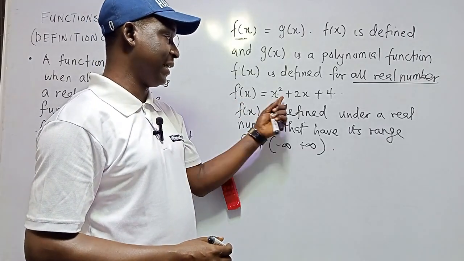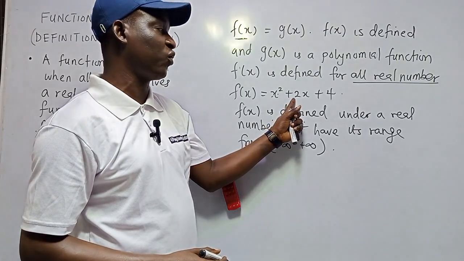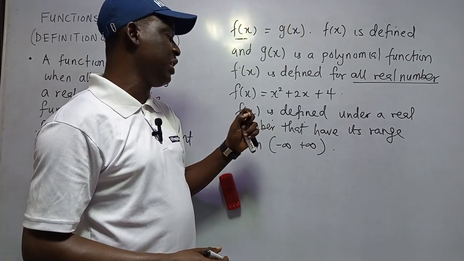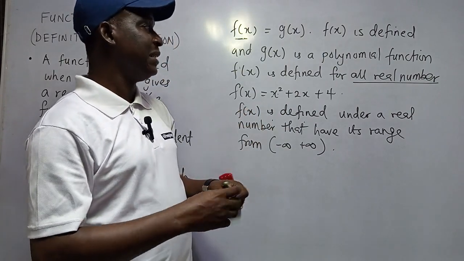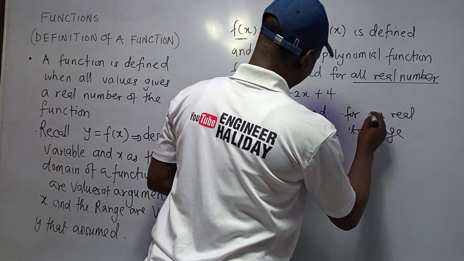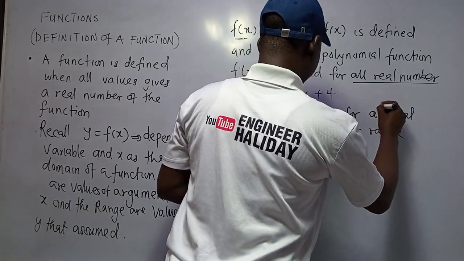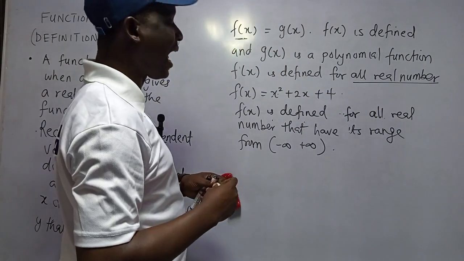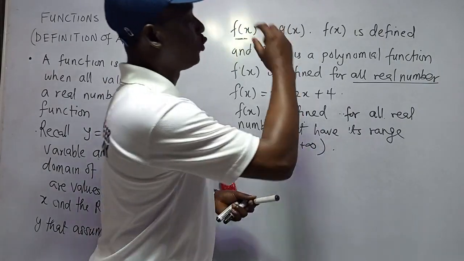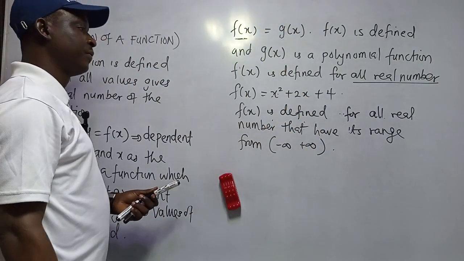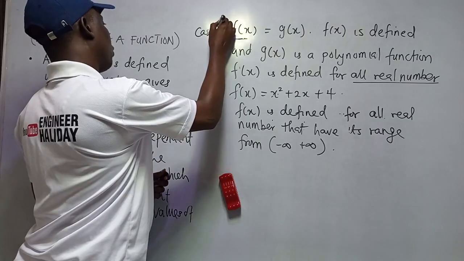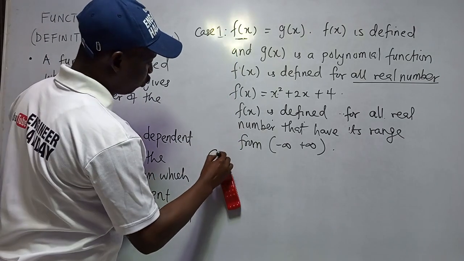So, when we give an example, for instance, x squared plus 2x plus 4, f of x is defined for all real numbers, that have their range from minus infinity to plus infinity. That is case 1. Let's call this case 1. Now case 2.